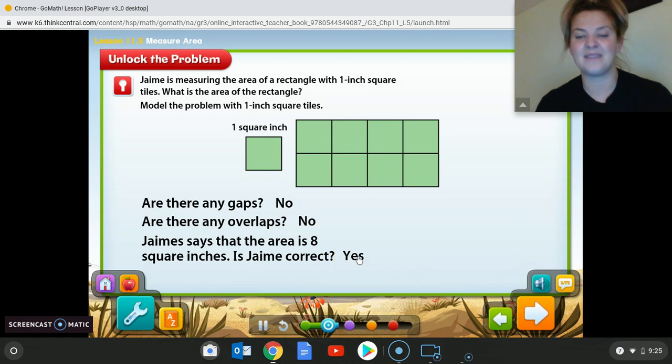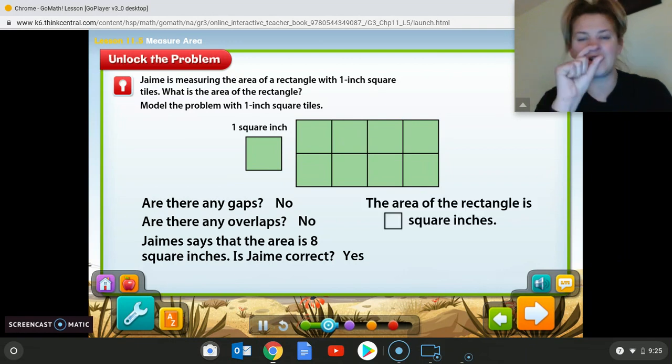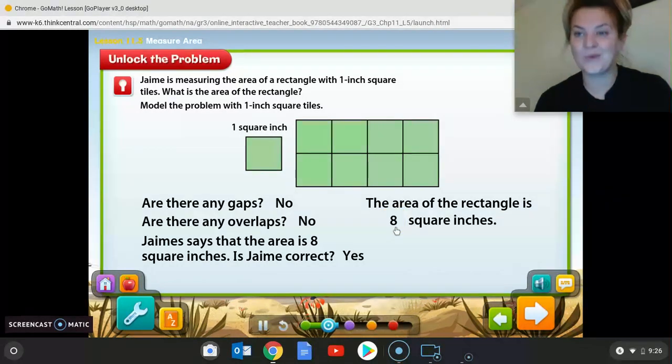Yes. Yes, Jaime, on your 3rd try, you got it correct. It is 8. So sometimes you'll have to do that. Sometimes you'll have to measure it yourself. You'll be given a little square and you're going to figure out how many squares are in there. So the area of the rectangle we would say is 8 square inches because we have one of these, but we have 8 of them.